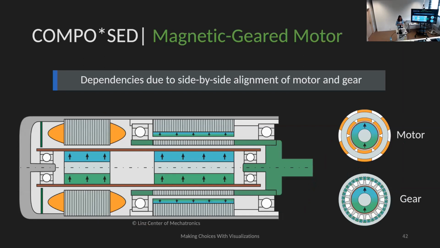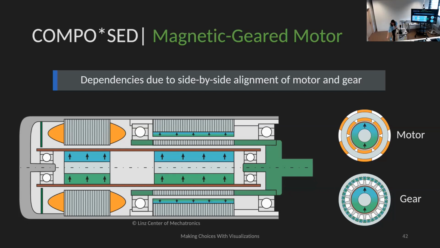Now, let me give you a slightly more complex example of a magnetic geared motor. Here, the two components are arranged side by side, next to each other within the common housing. So motor on the left and gear on the right. And this is, I need to hold it like so, this is what it looks like from the outside. So you have the motor here and the gear here.